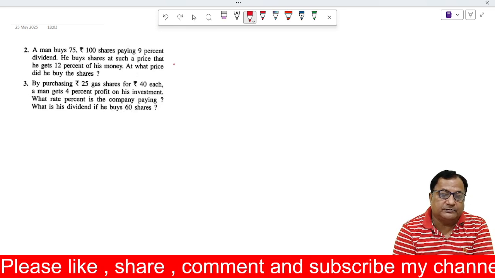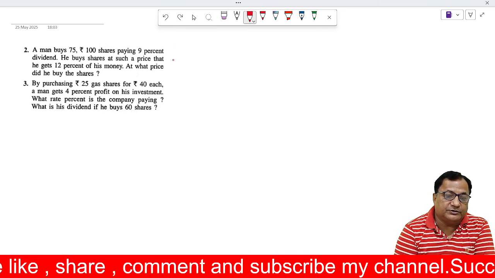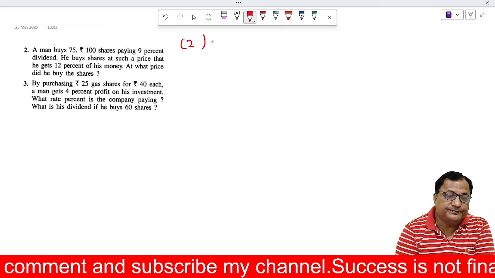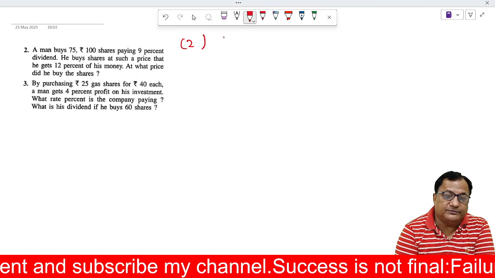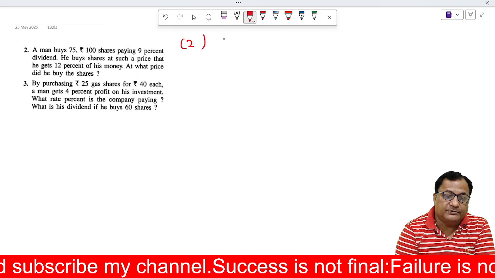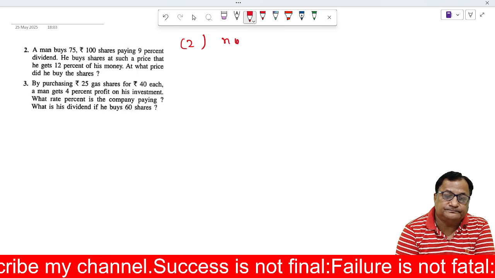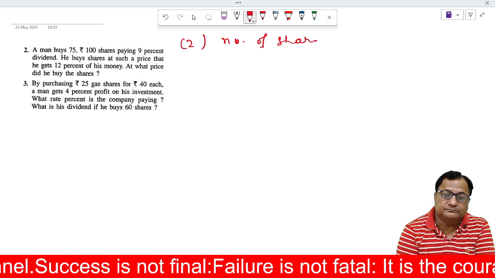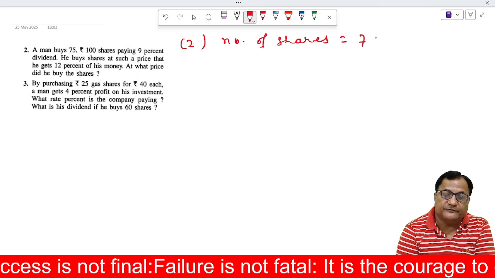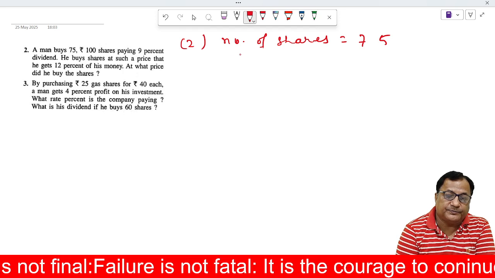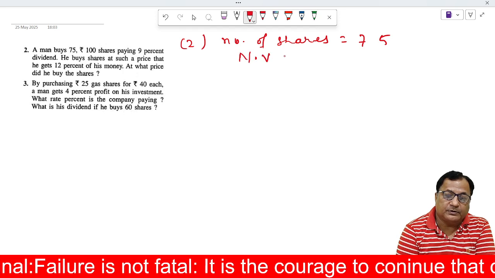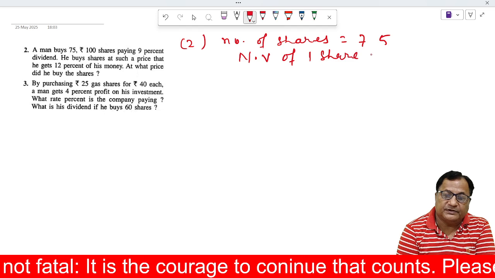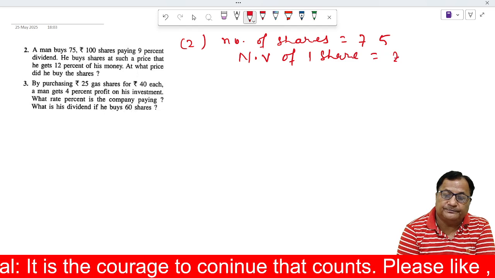See question number 2. A man buys 75 shares, 7500 rupees shares. Number of shares is equal to 75. Nominal value of one share is equal to rupees 100.